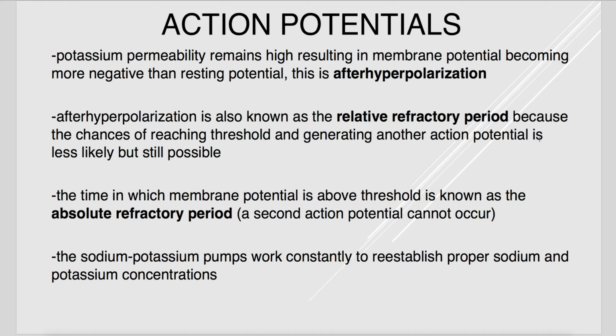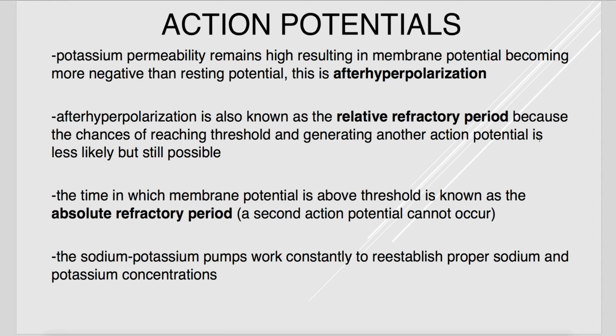So potassium still continues to leave the cell, and what happens is membrane potential actually becomes more negative than that negative 70 millivolts value. And this is known as after hyperpolarization, sometimes just called hyperpolarization. Now, after hyperpolarization, this wasn't in your textbook, but this is also known as the relative refractory period, and that just means since we are even more negative than threshold, or more negative than resting potential, we have a farther gap to get to threshold. And that means it's just harder to have another action potential. All right. So that's what's meant by the relative refractory period.